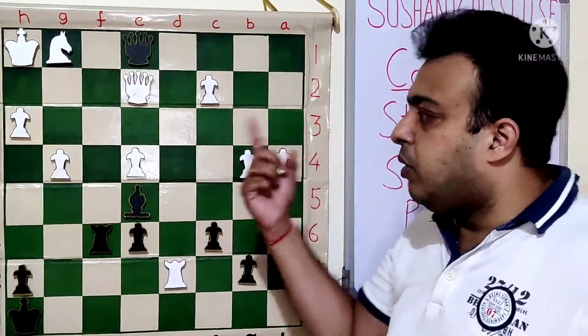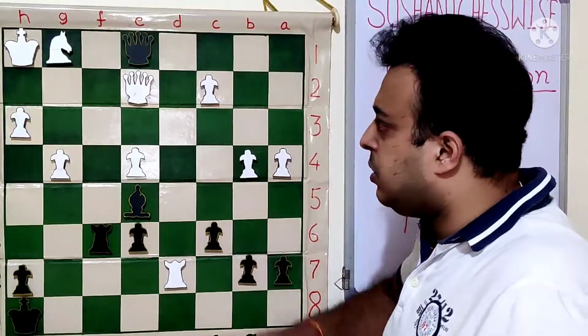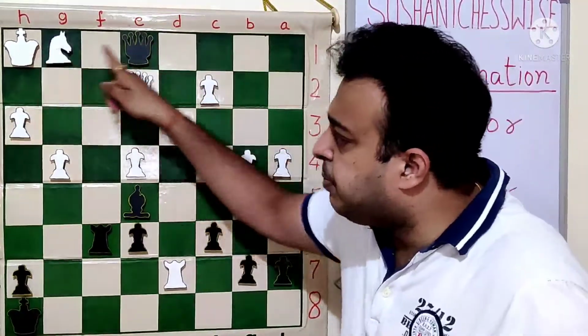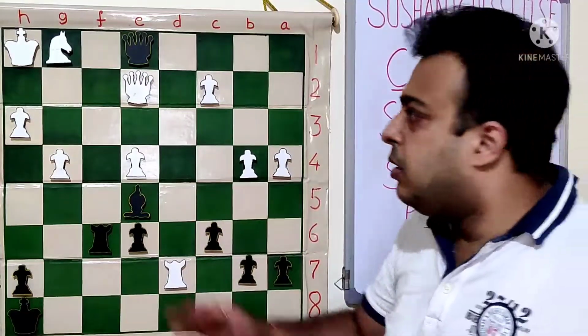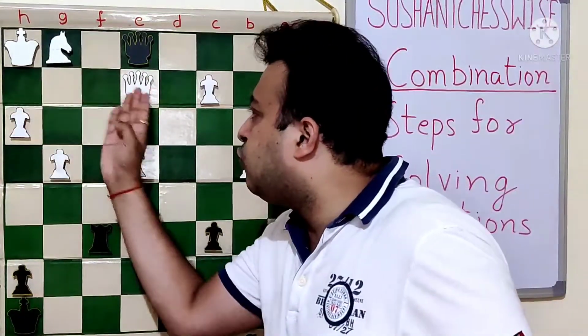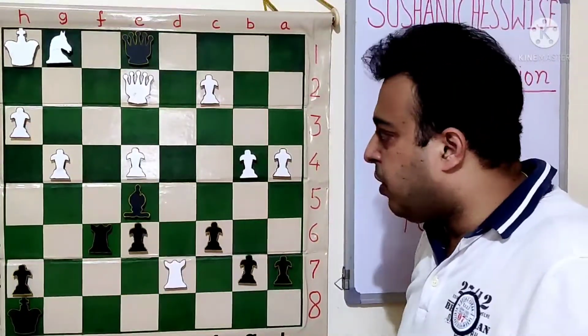Then we move on to the next step. We see the relationship between the pieces. We see that the knight is pinned, the queens attack each other, and we see that the h2 and e2 squares are related. So black got the first move very easily.